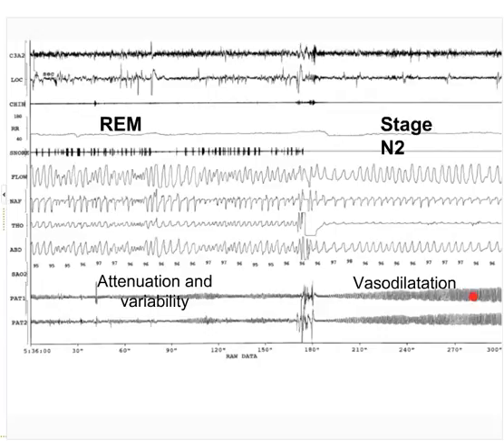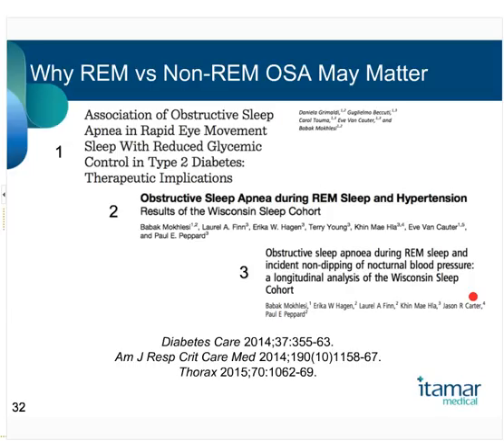Well, why does this distinction between REM and non-REM sleep matter that much? There's been a considerable amount of interest in this dichotomy between REM sleep physiology and non-REM sleep physiology for a long time, but only recently has there been much in the way of clinical emphasis put on these physiological findings. But there's now been a number of studies, 3 of which are shown here, which show that REM obstructive sleep apnea is associated with reduced glycemic control and type 2 diabetes, as opposed to just non-REM sleep.